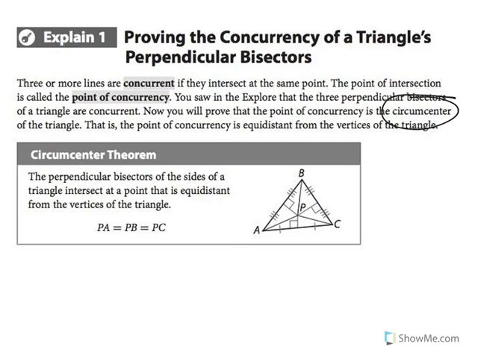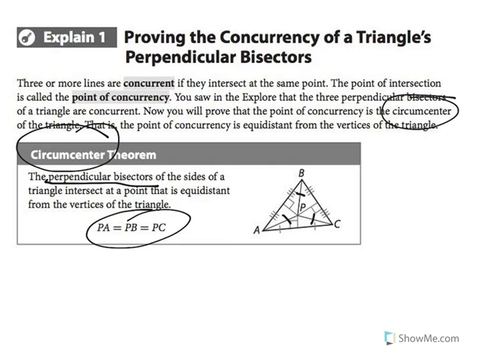Circumcenter theorem: the perpendicular bisectors of the sides of a triangle intersect at a point that is equidistant from the vertices of the triangle. So the perpendicular bisectors form the circumcenter. Here we're saying that the distance from A to P is equal to the distance from B to P, and equal to the distance from C to P.